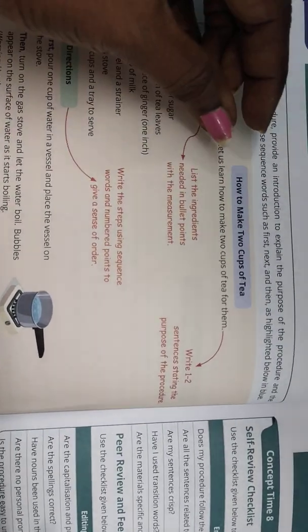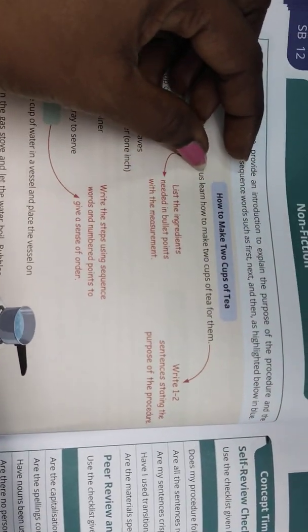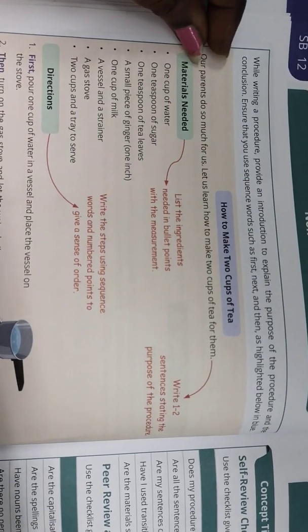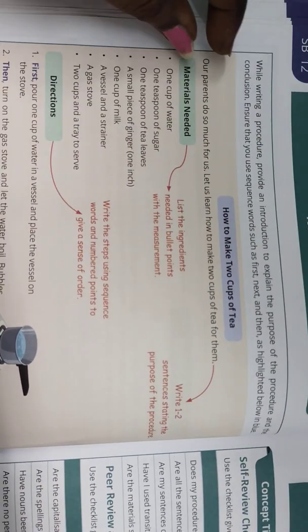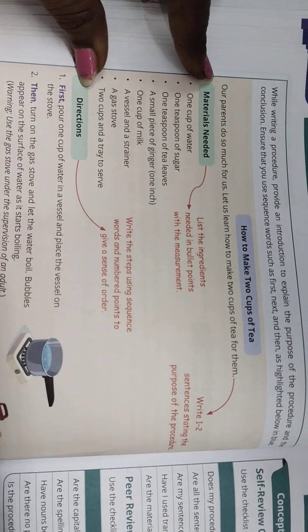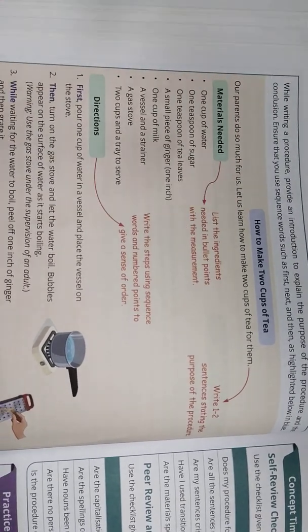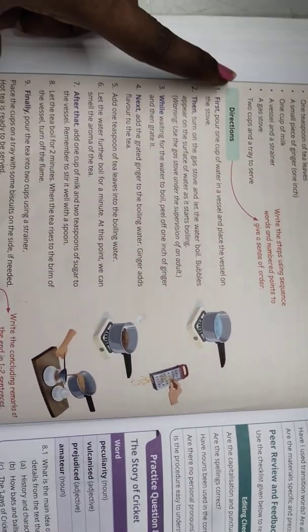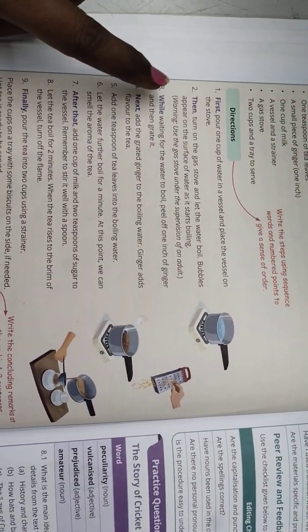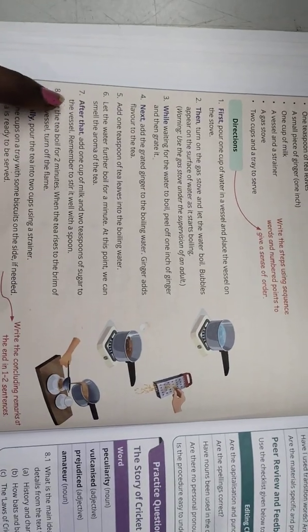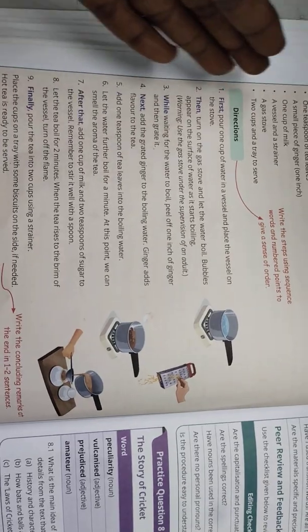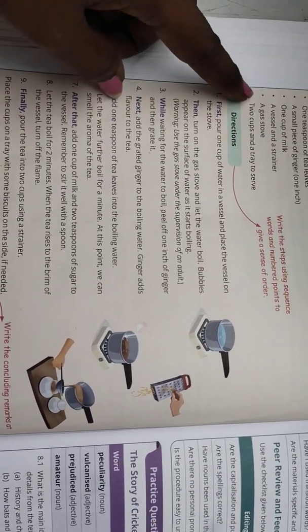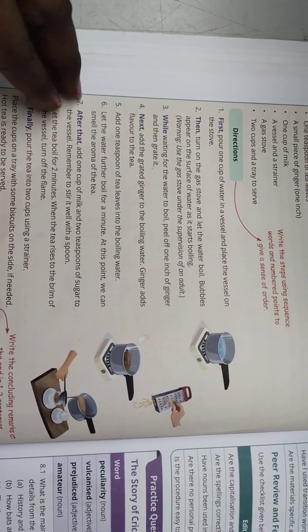Then, how you have to write it: you have to give a title for it, how to make 2 cups of tea. Then you have to give a short intro for that particular topic. Then you will write the materials needed, with the measurements, the things needed, and you will write the directions like first, then, while, next, after that, finally. So you'll be writing these directions in sequence order, isn't it? First, then, while, next, after that, finally.